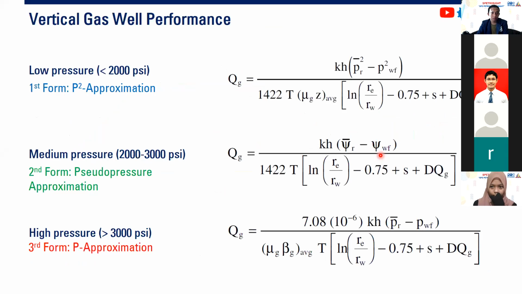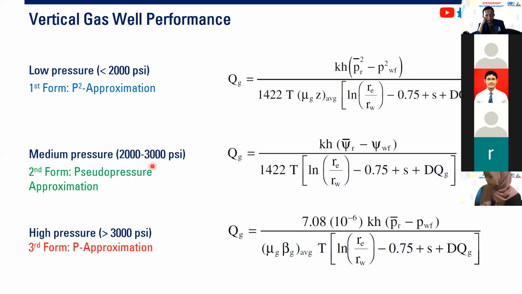All right, so just to do a brief recap. Below 2000 psi, the approximation is called the p-squared approximation. This is the form. Or maybe you ask, what is Dq? Dq is actually non-Darcy flow. It is additional skin due to turbulence, but we will not discuss it in this presentation. You can neglect the Dq if you assume laminar flow, but most of the time you cannot make that assumption, so we need to calculate this Dq. But you can study or learn about it later.